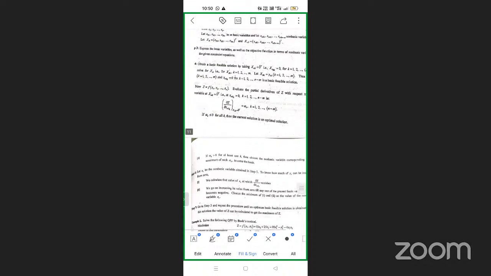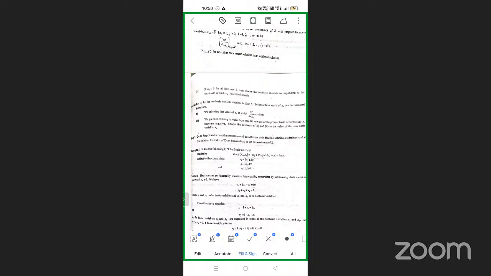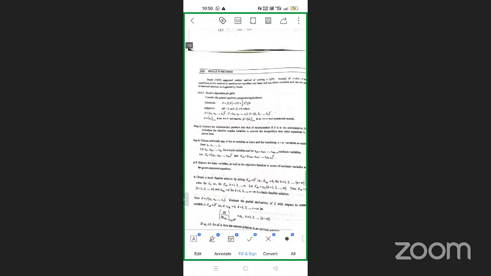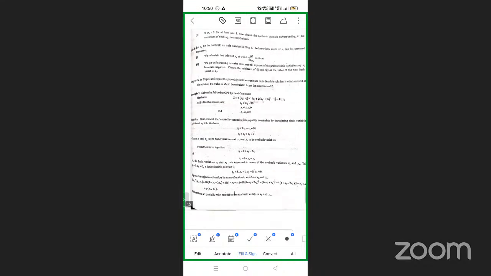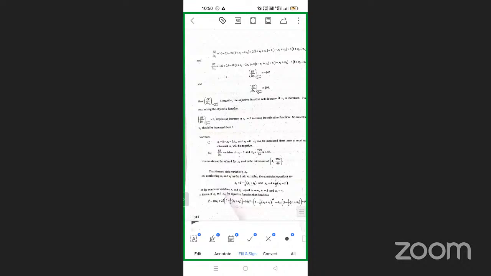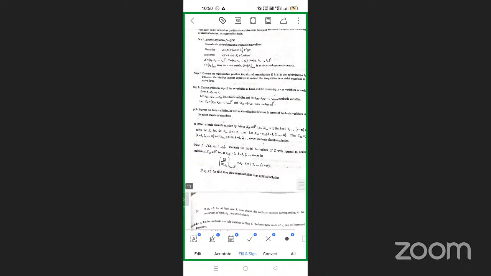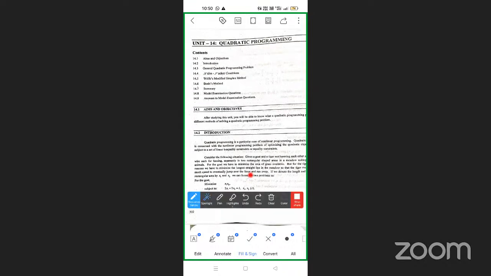Next, Beale's method. This is the last method in unit 14. In this unit 14, KT conditions is a 4 marks question. Wolfe's method and Beale's method are long questions.